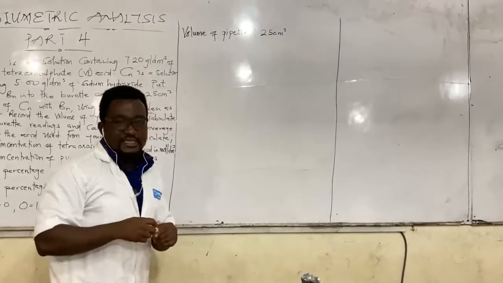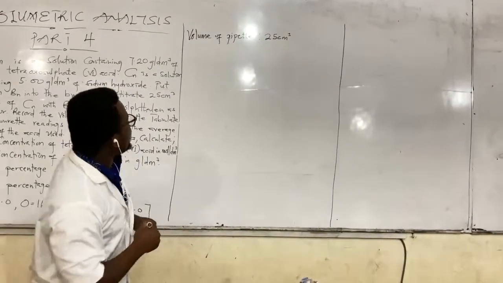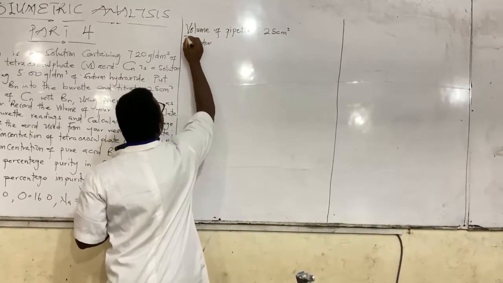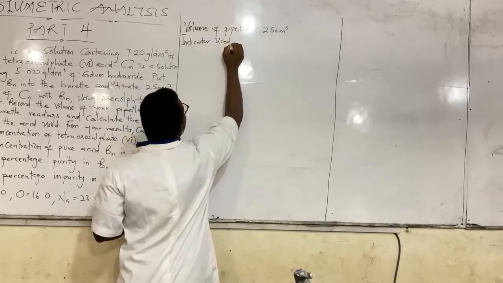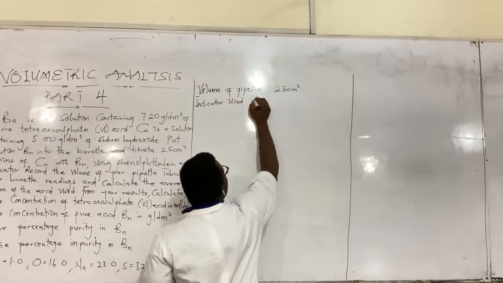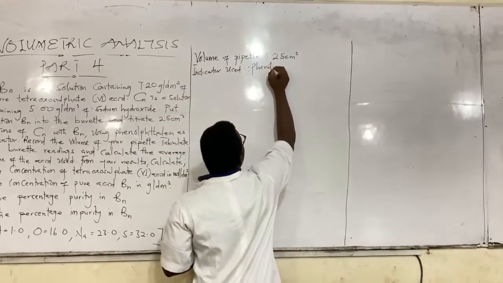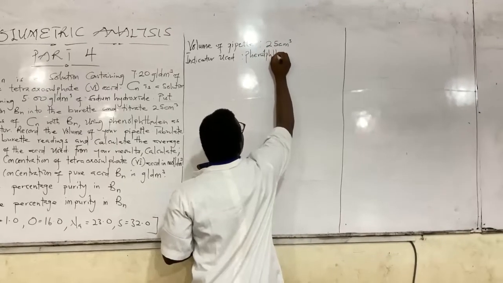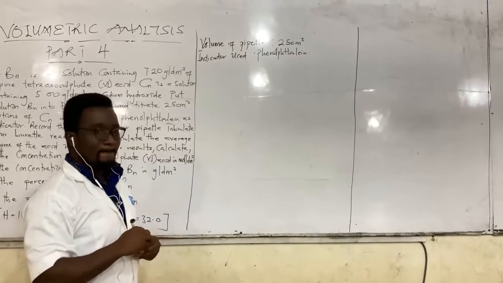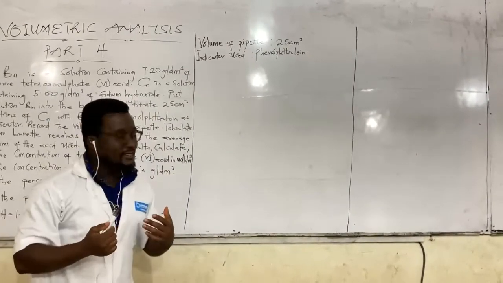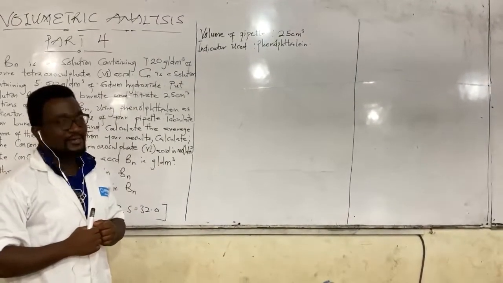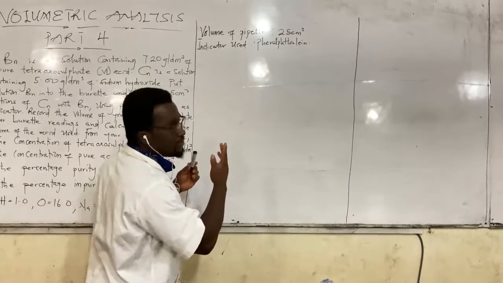So 25 cm³, I use a 25 cm³ pipette. The indicator used is also necessary: phenolphthalein. Now I can proceed to draw my table very nicely. So I want to draw my table.